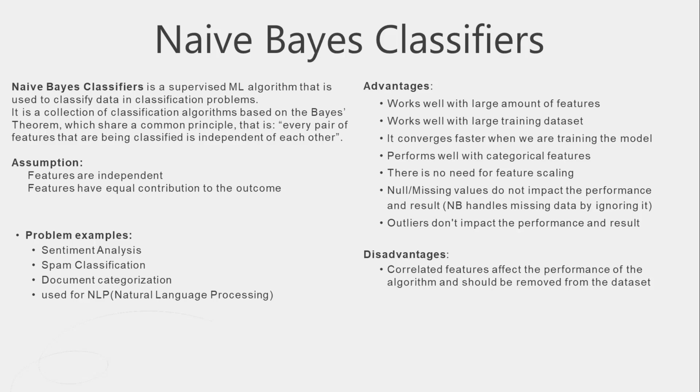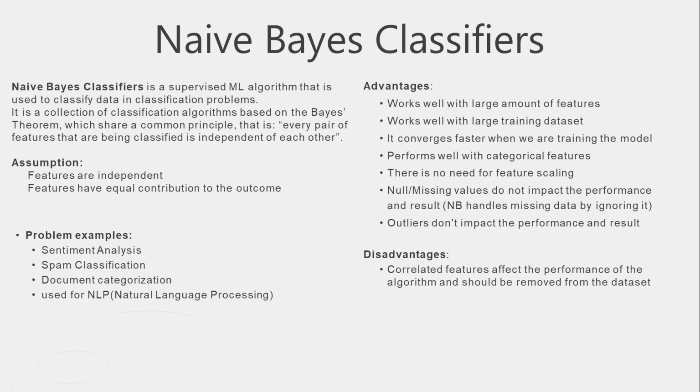Examples of problems that can be solved with the naive Bayes classifiers are sentiment analysis of a sentence, spam email classification, document categorization. It is also used frequently in natural language processing, like for example chatbot projects. As any other algorithm, there are advantages and disadvantages when implementing it.